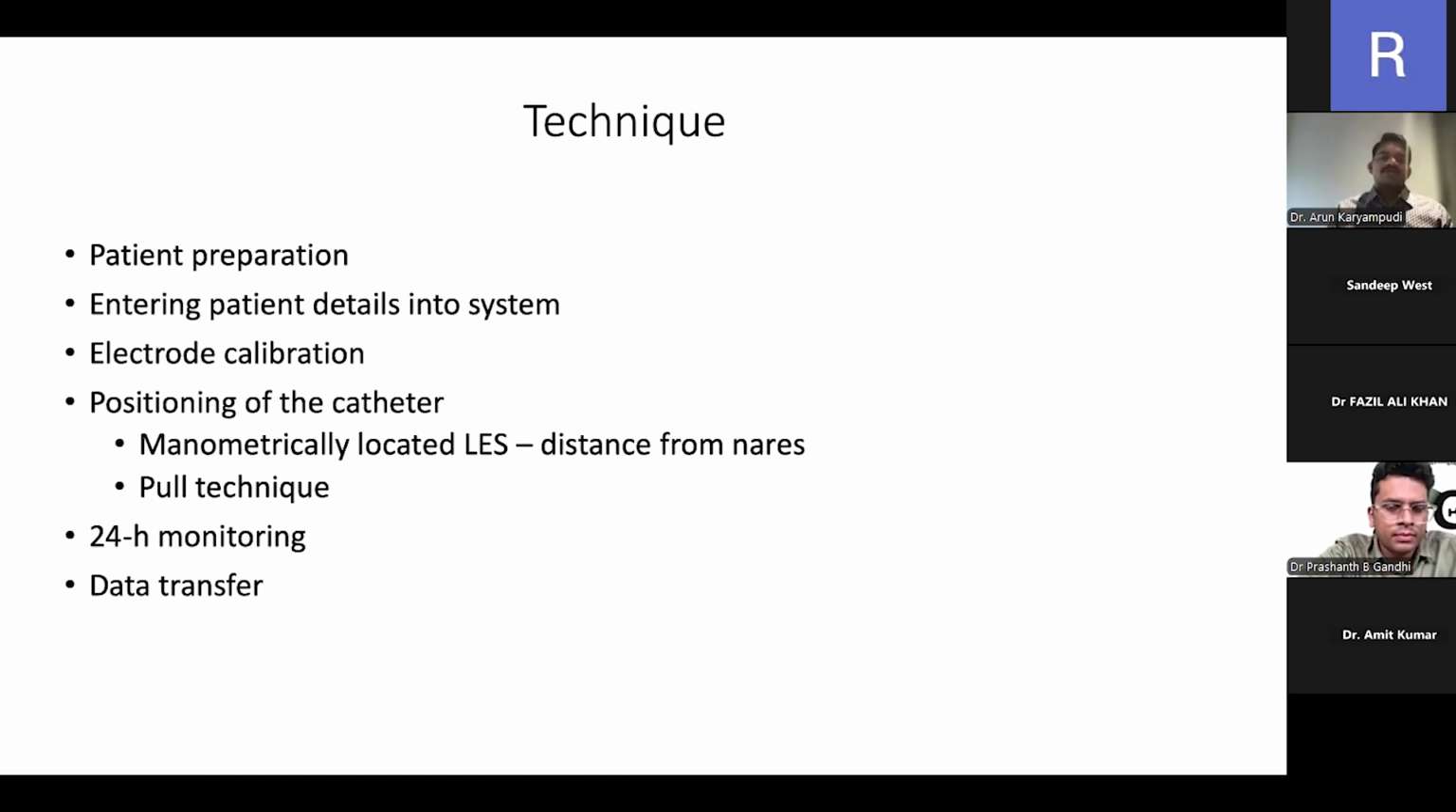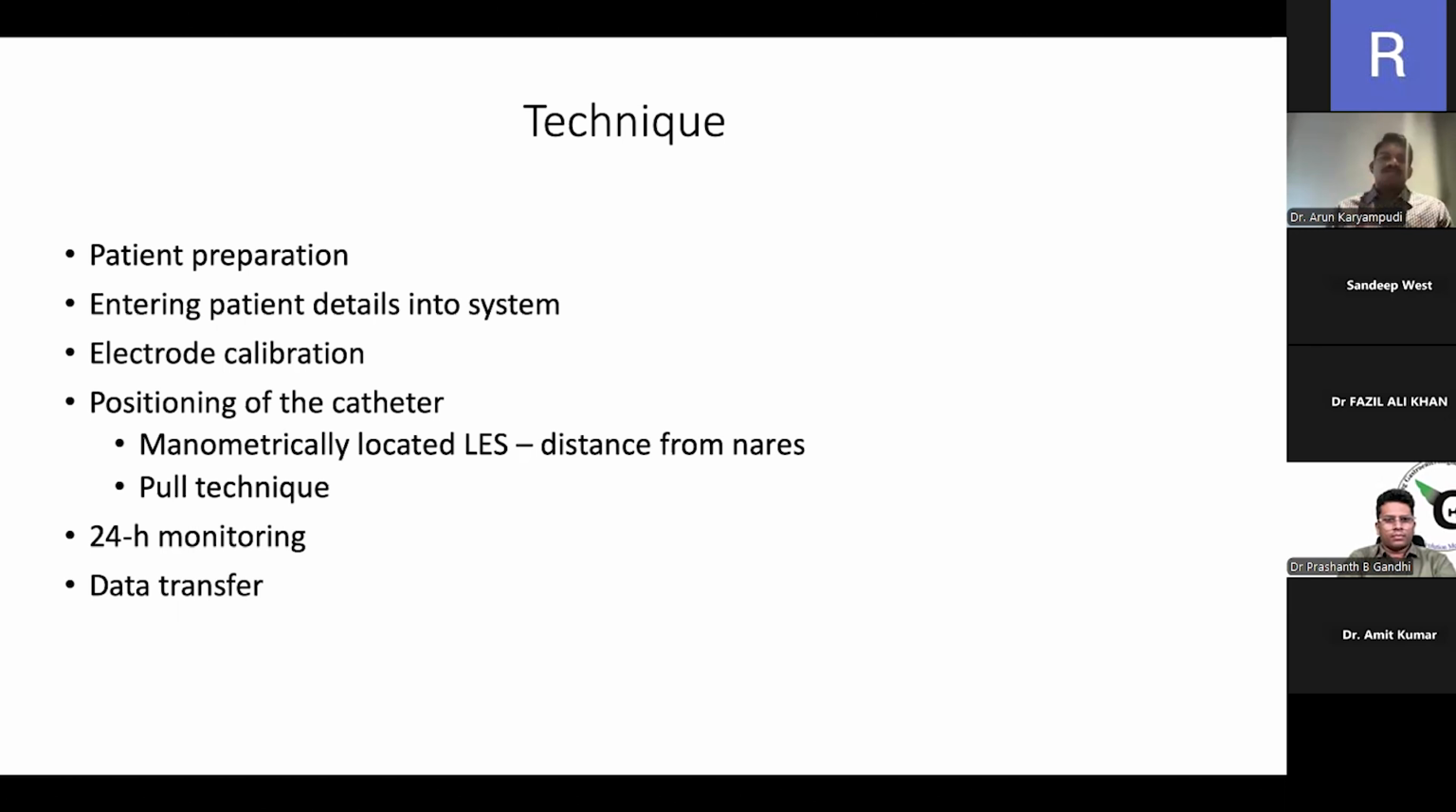Now, the most important aspect of positioning the catheter is how you are going to locate the LES while placing the pH catheter. You can do it in two ways. Number one is manometrically: like when you do an esophageal manometry, you measure the distance of the LES from the nares, and then you anchor the catheter at the same length. Or you can follow what we call the pull technique, which I will show you now.